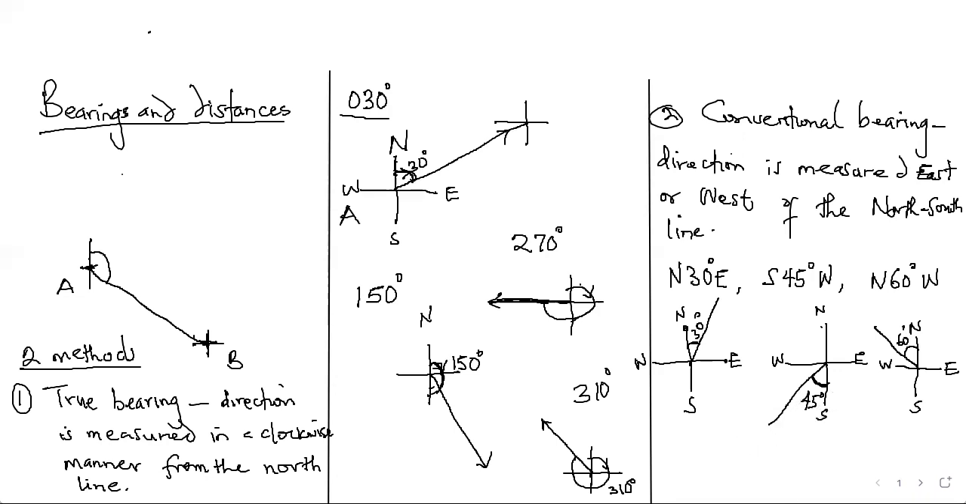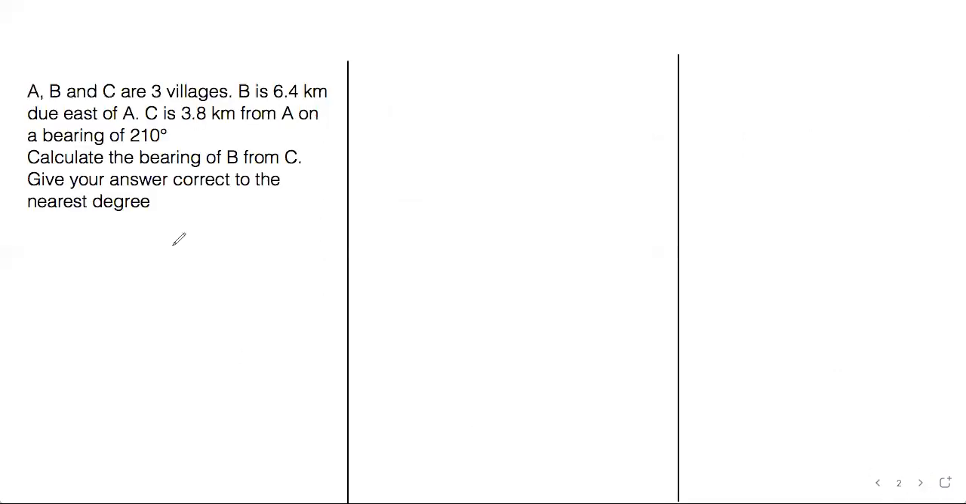Now let's look at some examples. The first example we have here is that we have 3 villages, A, B, and C. B is 6.4 kilometers due east of A, and C is 3.8 kilometers from A on a bearing of 210 degrees. We have to calculate the bearing of B from C, giving the answer correct to the nearest degree. So how do we do this?